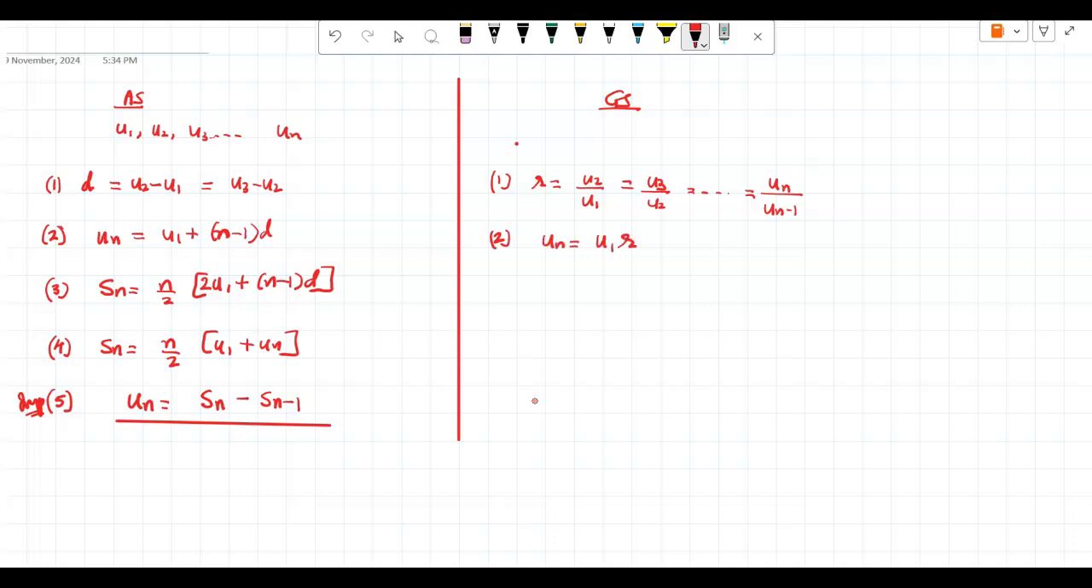You want u1 times r raised to n minus 1. This is in your formula booklet. Then Sn, the sum of n terms, is equal to this. So if r is greater than 1, you apply this formula. If your r is less than 1, you apply this formula.